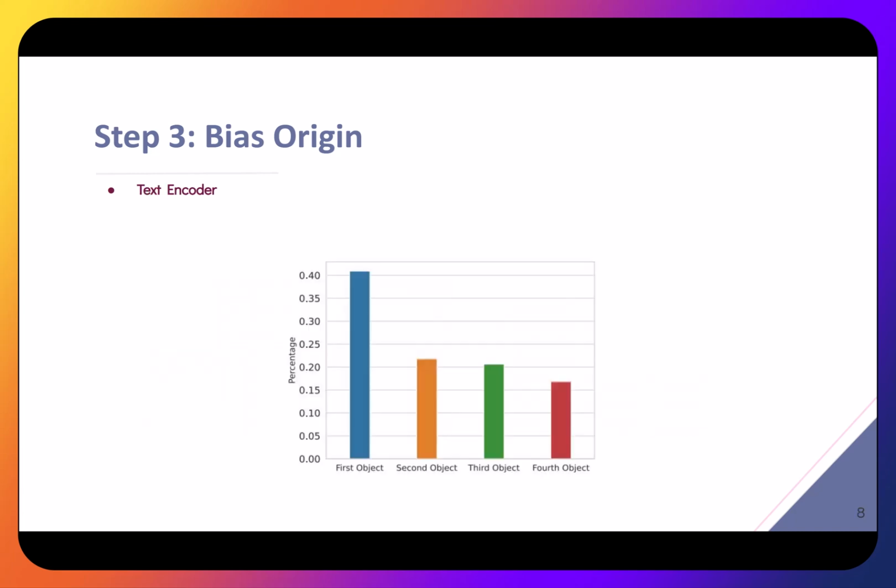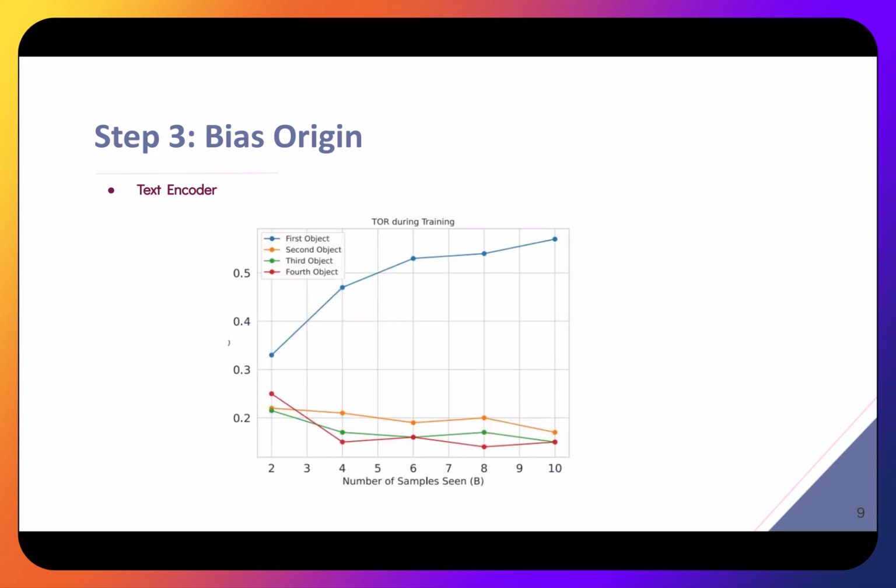To understand why the text encoder favored the first mentioned object, we analyzed the LAION dataset. We found that in most image captions, larger objects tend to be described earlier. This naturally teaches the model to associate earlier tokens with more salient content. We also tracked how this bias evolved during training.